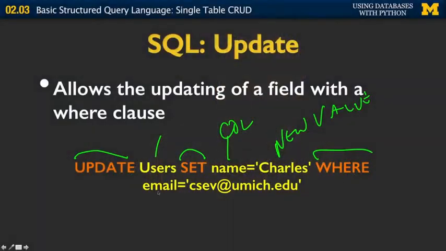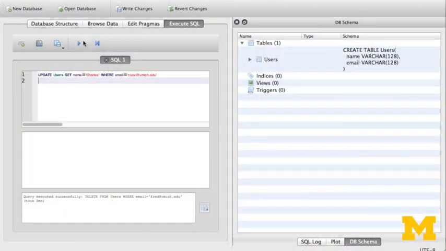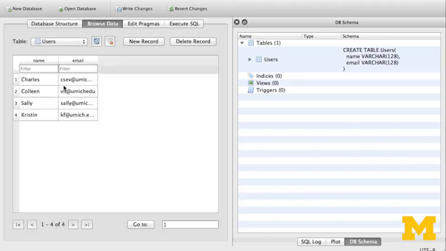So we have a where clause here that says where email equals csev@umich.edu. So what we're really saying is go find the rows that have that true and change the column named name to be Charles. So let's do that one. And hopefully at this point you're following along and doing your own data, because that will be one of your assignments, to make a database and turn it in. So I will say execute, and I take a look at browse data, and you see that Charles is now changed. So far so good.